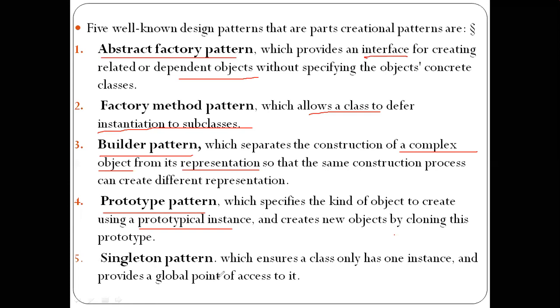And the last one is the singleton pattern. The singleton pattern ensures a class only has one instance. Here we want to use only a single instance, and it provides a global point of access to it. If you want to access that one, we use a global point. Such kinds of patterns come under the singleton pattern.